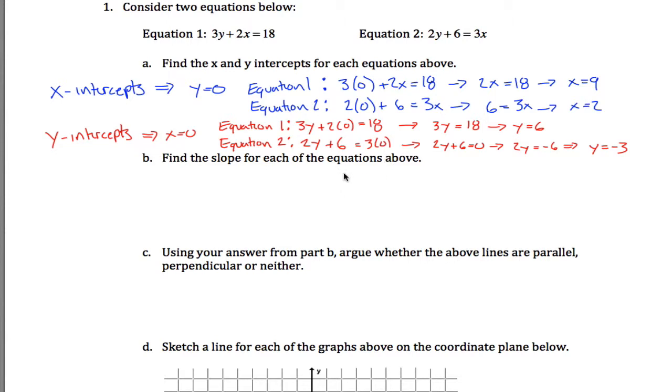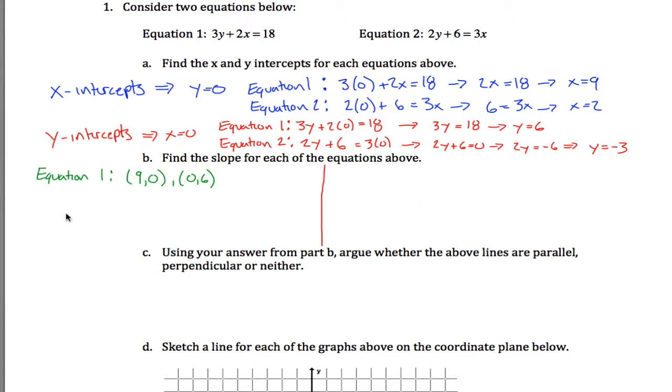X-intercepts and y-intercepts. Now I want to find the slope of each equation above. So maybe over here I'll do equation 1. One of the points that I have in equation 1 is when y equals 0, x equals 9. So for equation 1 I have 2 points. One of them is at 9, 0. And the other one for equation 1 is when x equals 0, y equals 6. So 0, 6.